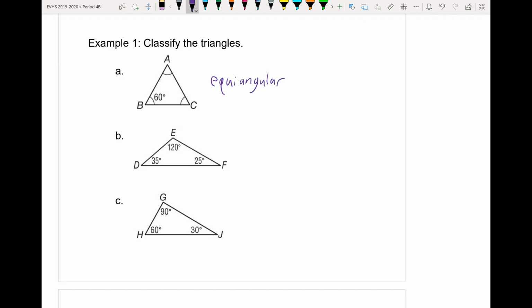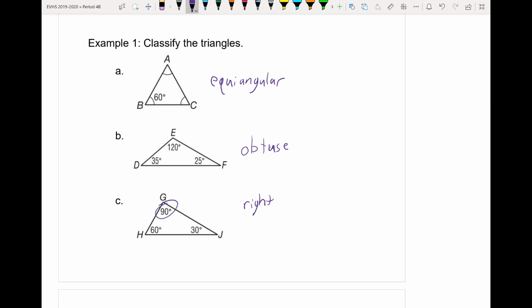Equiangular, yes. Well, all these are just going to write the word: right, acute, obtuse, and equiangular. All right, part B. What do we got? Obtuse. Why? Yeah, because that 120 is bigger than 90. All right, C. That one is right because of my 90-degree angle there.